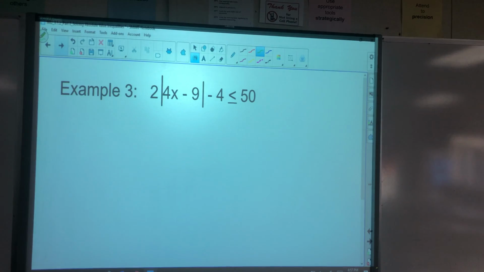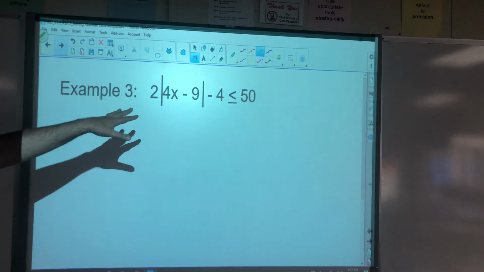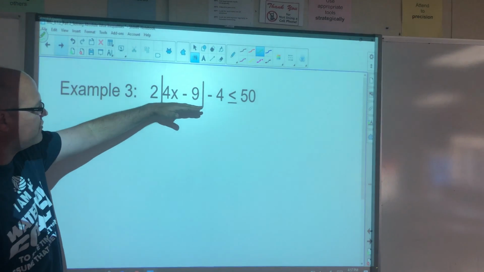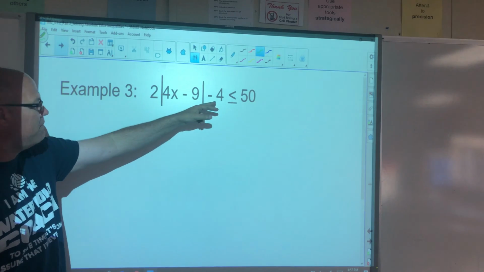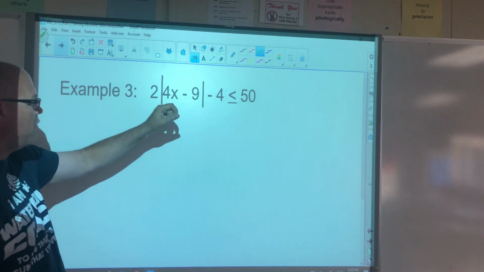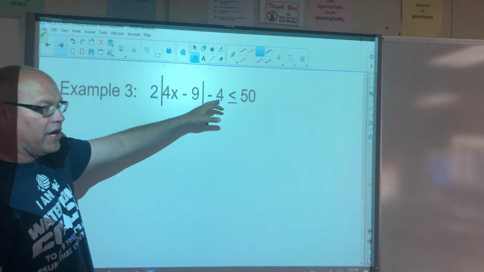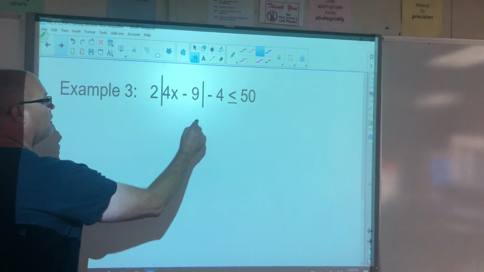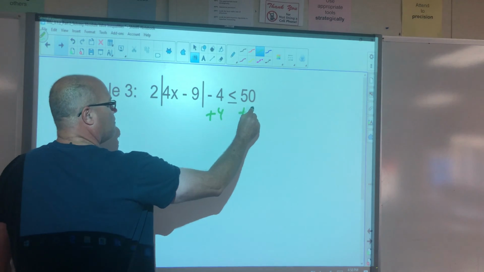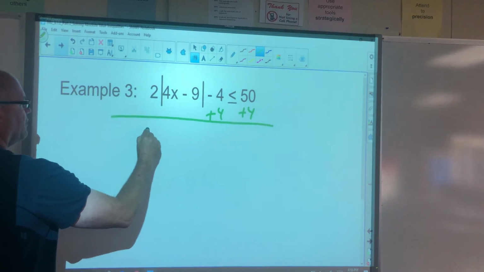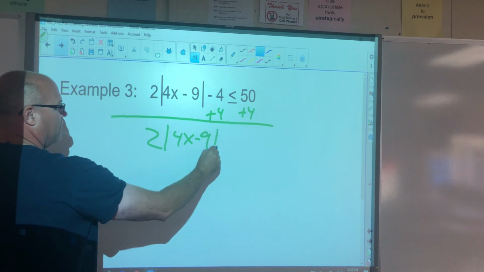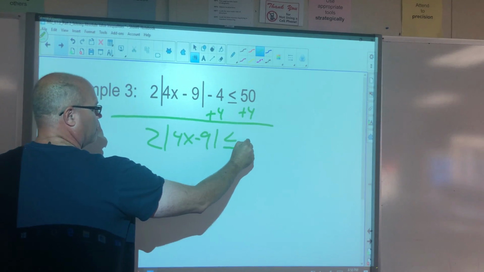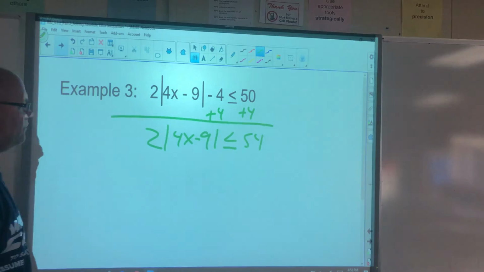All right, last example, example 3. This one, you notice that the absolute value bars are not isolated by themselves. We have a 2 in front of this, we have minus 4 here. So first thing we want to do is move the 4 using the addition property of equality. So we're going to add 4 to both sides. Then we have 2 times the absolute value of 4x minus 9 is less than or equal to 54.